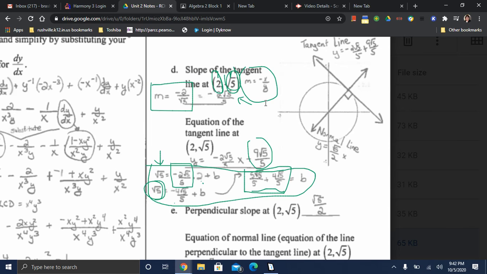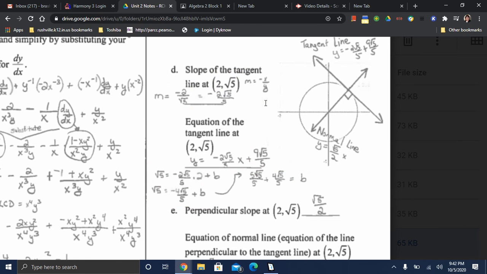So my equation, I'm going to clear the ink so we can focus on it. My equation of the tangent line is y equals negative 2 square root 5 over 5 x plus 9 square root 5 over 5. So when x is 2, so let's say x is 2 right there, your y is the square root of 5. That was my ordered pair, (2, square root 5), and this is my tangent line, and I now know its equation. So the tangent line equation, and then we have to find the normal line.